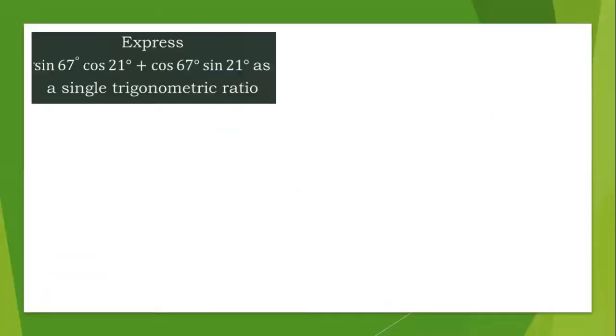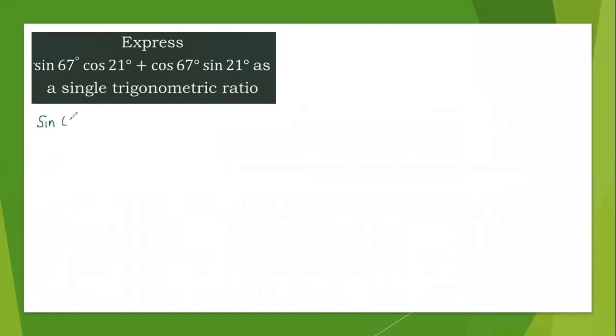Express sine 67 degrees cosine 21 degrees plus cosine 67 degrees sine 21 degrees as a single trigonometric ratio. To solve this question, you have to understand the combination formula of trigonometry. We are going to review the formula first.